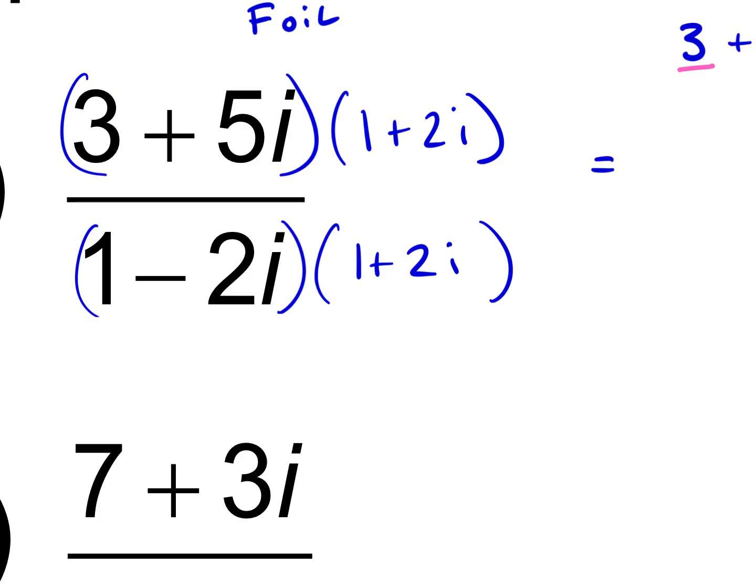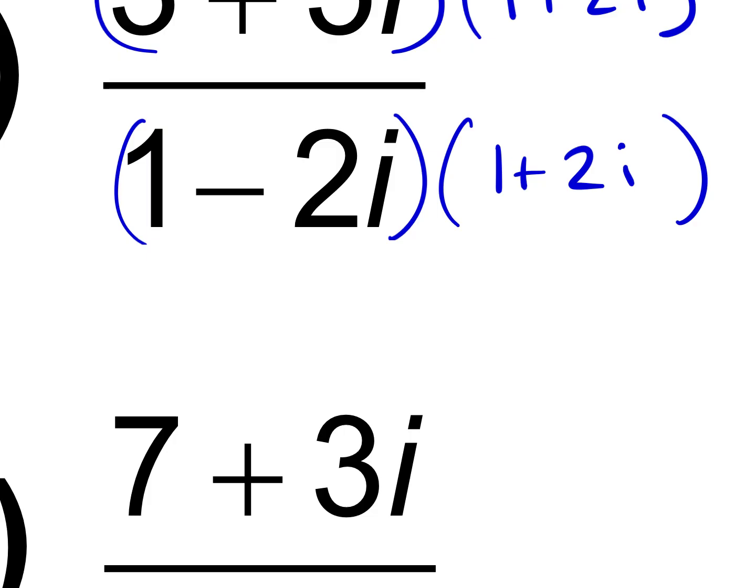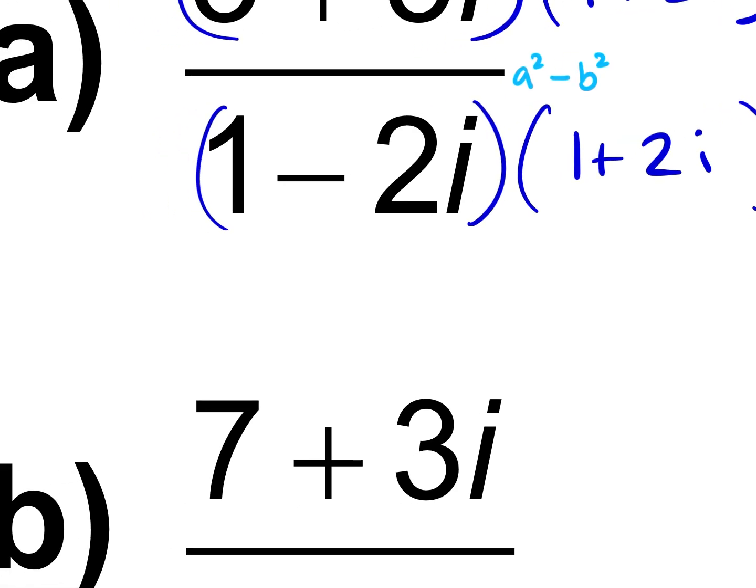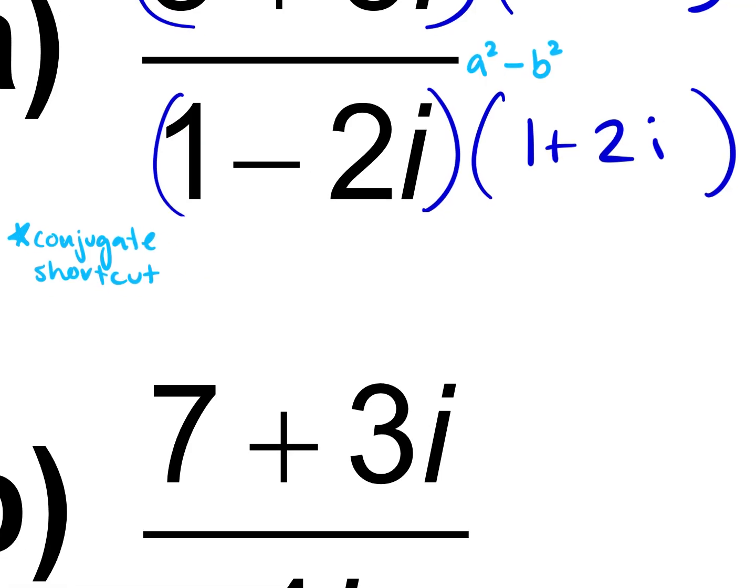You can FOIL out the denominator. It will totally work with foiling. But we actually have a shortcut that we can do when we multiply with conjugates. So when we multiply with conjugates, it's the first number squared minus the second number squared. So this is our conjugate shortcut. Now this only works when you multiply with conjugates. So one of them is going to have a plus and one's going to have a minus. So our first term is 1 squared minus the second term is 2i squared.